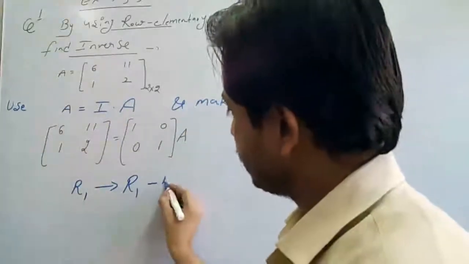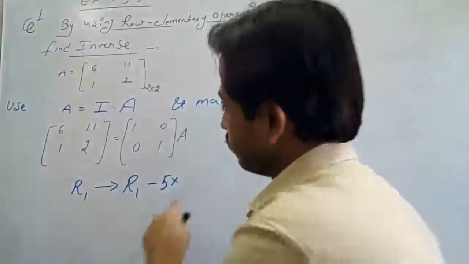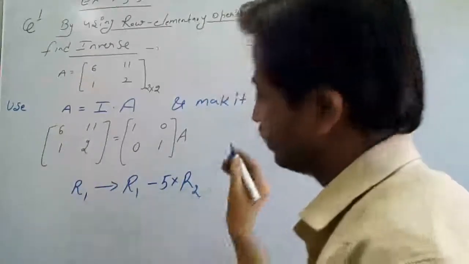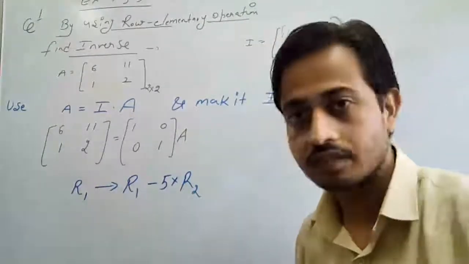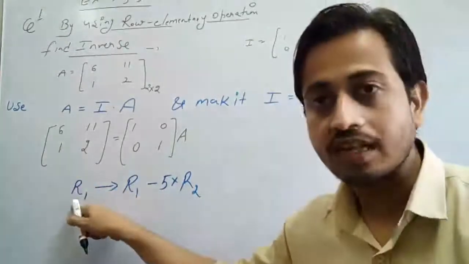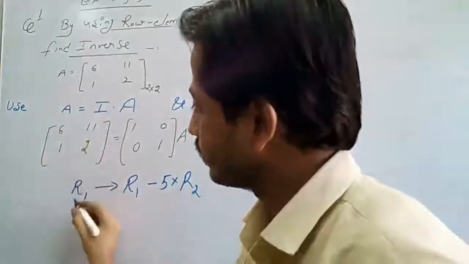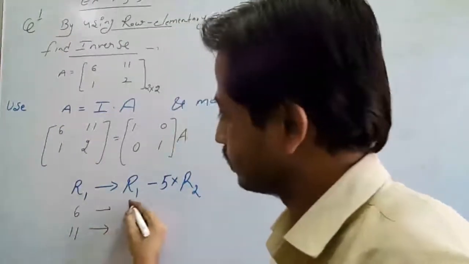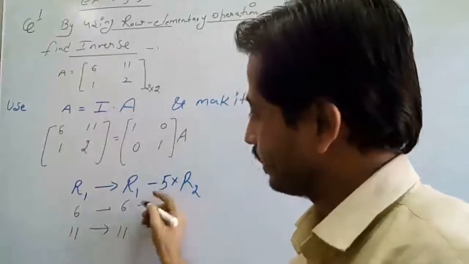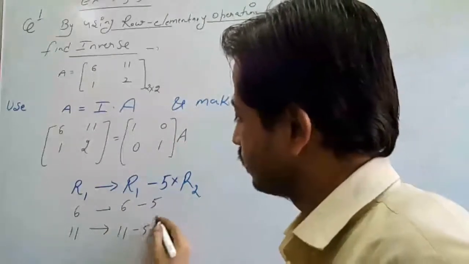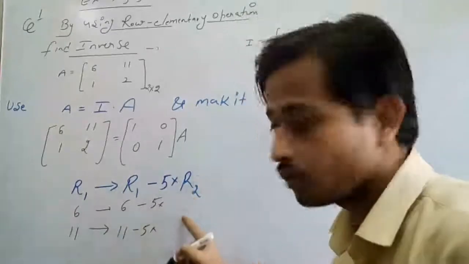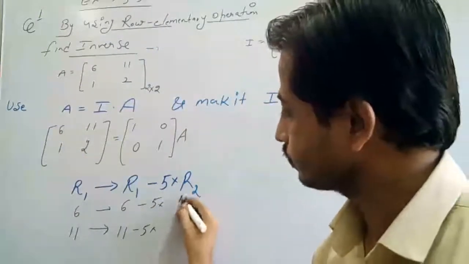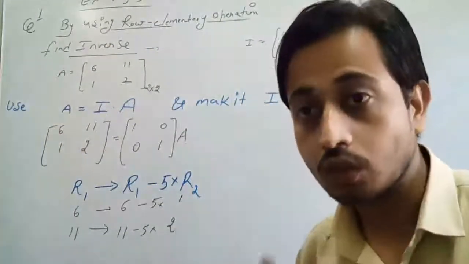So what we have to do is multiply by 5 our second row. I am writing here R2. Now solve this. Firstly write your R1 elements. What are the elements? 6 and 11. 6, 11, negative 5, negative 5, multiply. Now we have to write R2. R2 is what? First element of R2 is 1, and the second element of R2 is 2.